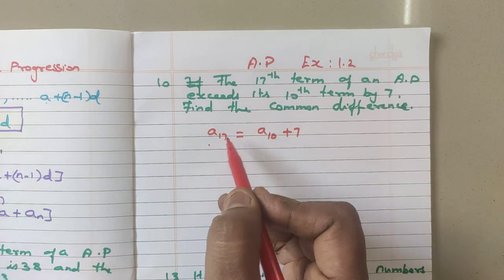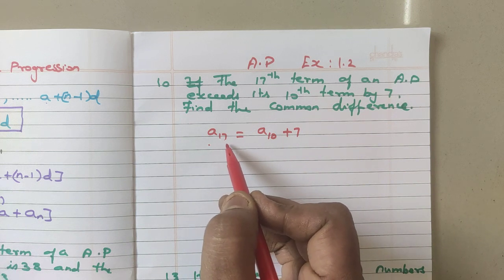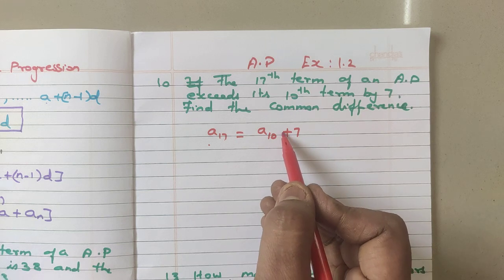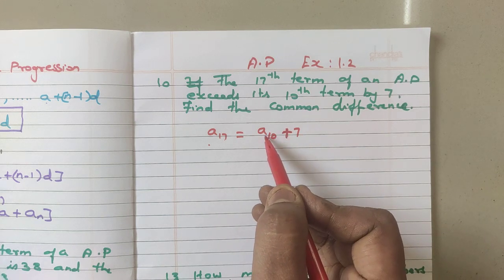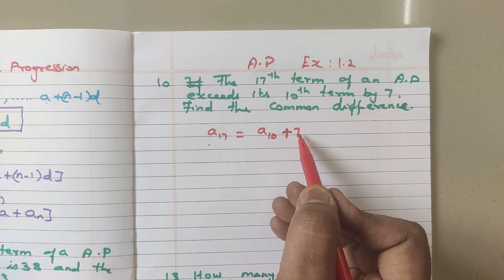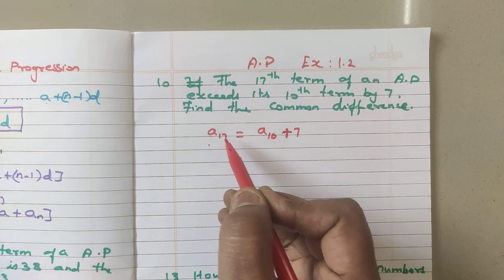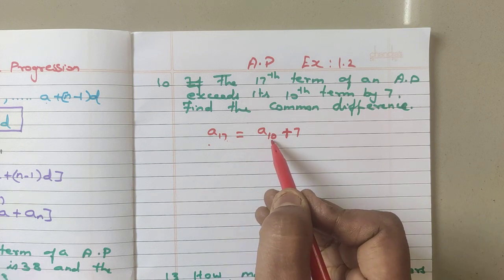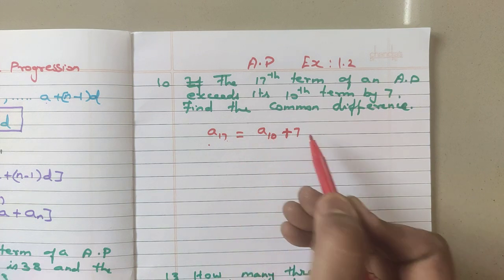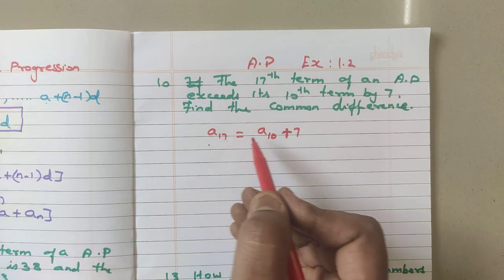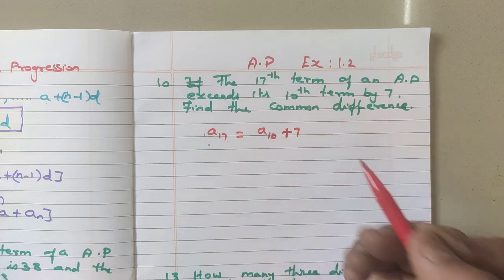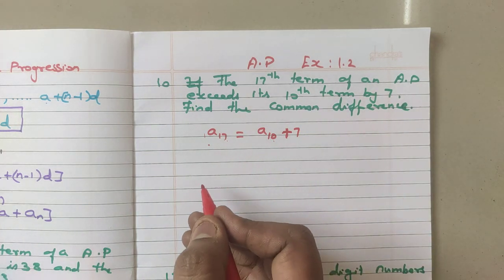Let me read the question once again. The 17th term of an AP exceeds its 10th term by 7. By 7 here means more. How much more? 7 more than the 10th term. So, A17 is equal to A10 plus 7. If you frame this by reading the question, then the remaining part is very simple.